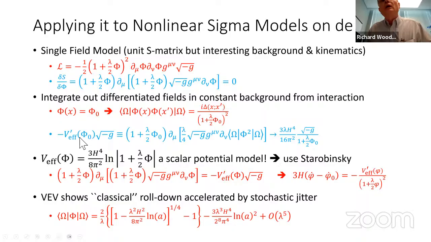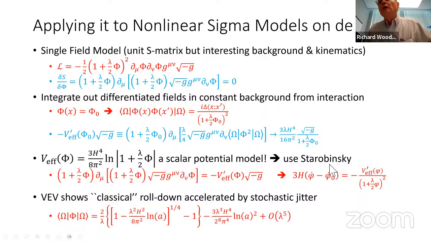So when you do that, you can define an effective potential, which is just obtained by integrating out, like I say, those fields. And when you do that, lo and behold, what you've got is something that could be interpreted as a scalar potential model. And remember, Starobinsky's technique works for scalar potential models. So if you integrate this thing and get the potential, you get a logarithmic potential. And we can then study it using Starobinsky's formalism. We have to be a little bit careful because the original field equations had those factors in them.